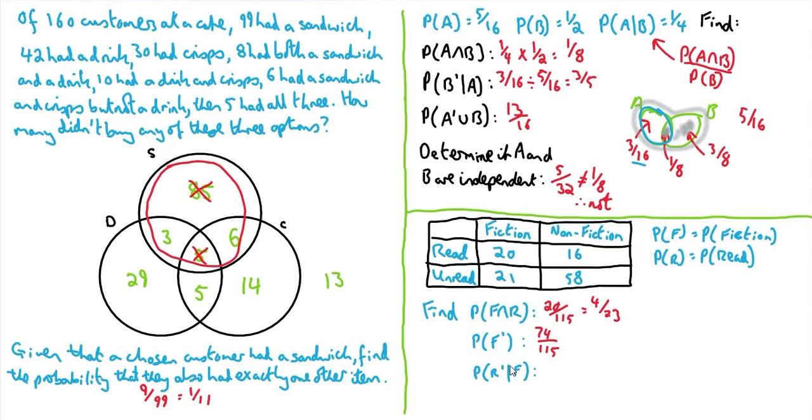And finally, not R given F. What's the probability that it's unread given that it's fiction? Since it's a given, we're no longer looking at the whole table, we're just looking at the fiction section, so these two numbers, so it's going to be out of 41, and out of these, which ones are unread? That's these 21. So 21 out of 41 would be that final probability that you needed.